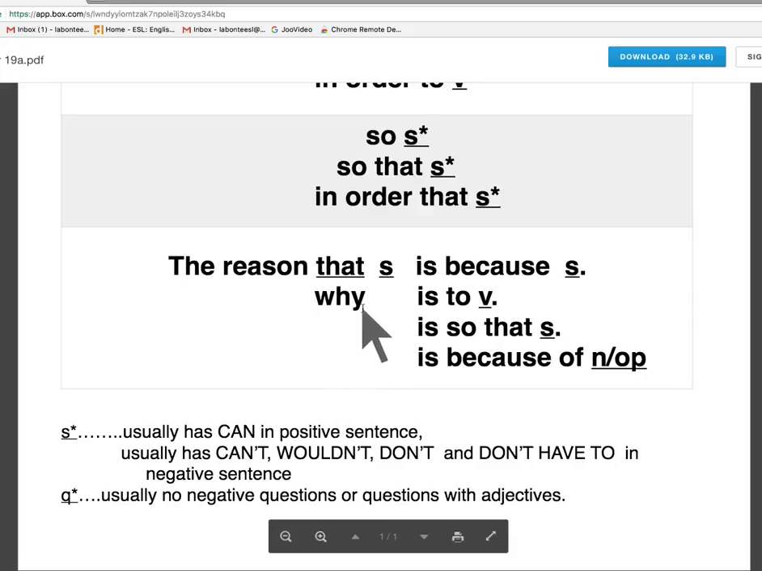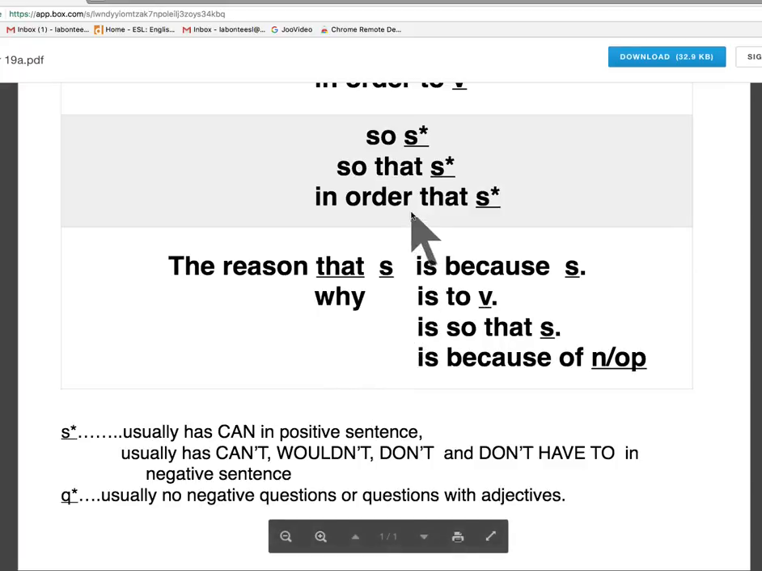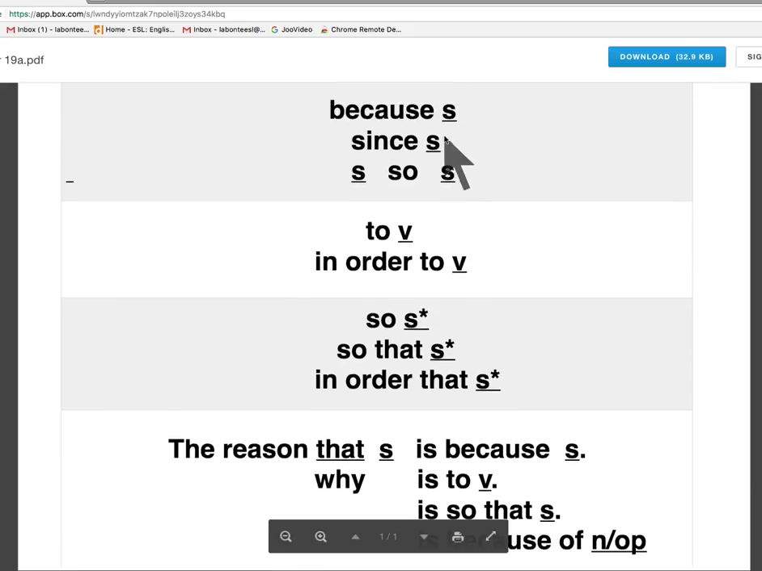Finally, this really gorgeous one that I have them use. The question of a why, did he go? That question turns into this sentence. Listen, why did he go? The reason that he went is because, to, so that, and because of and a noun, right? These we've learned right here.